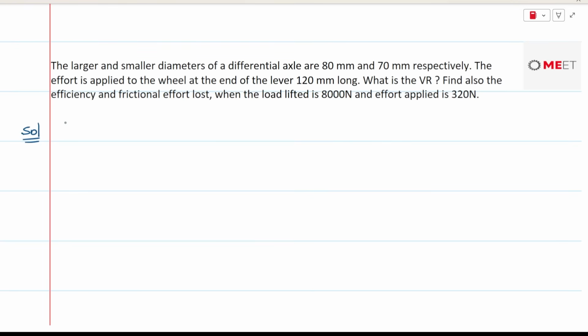Next, based on the above data, the efficiency and frictional effort lost need to be calculated when the load being lifted is 88,000 newtons and the effort applied is 320 newtons. So for this loading situation, it is required to calculate the efficiency and the frictional effort that is being lost.